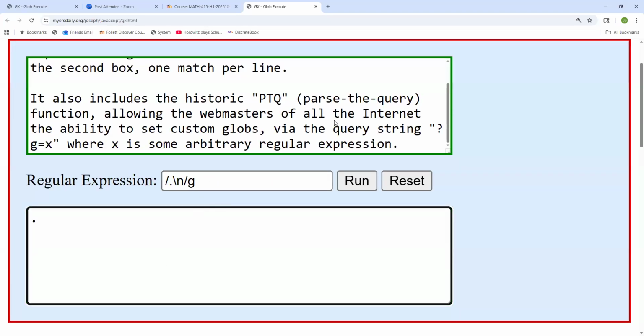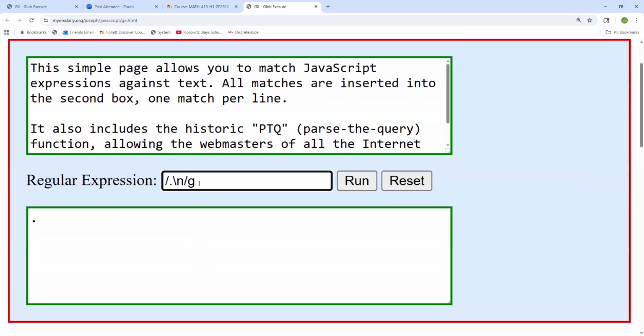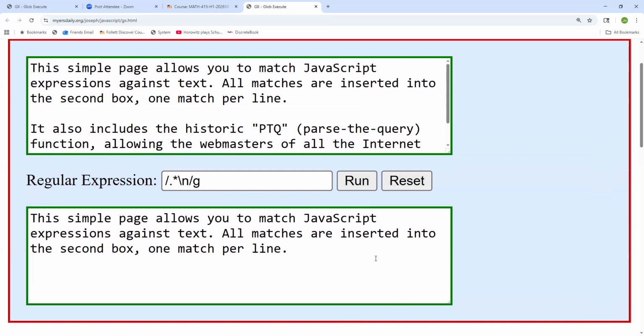That's interesting. Let's try doing, how about let's do period star \n. See what that does. That gives us the entire first paragraph. Now I'm wondering why it doesn't give us a second paragraph.